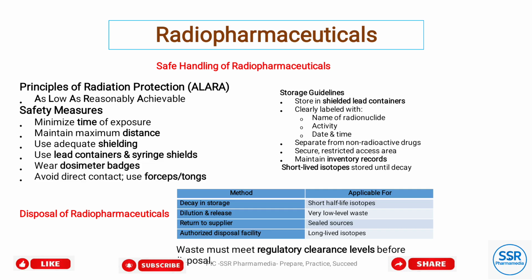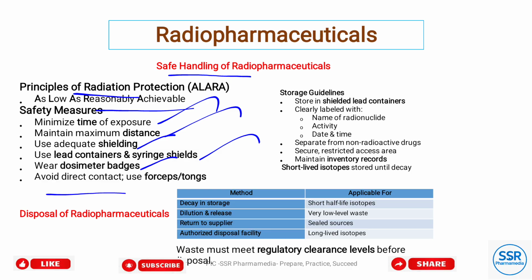So next is safe handling of radiopharmaceuticals. The principle of radiation protection is as low as reasonably achievable. Safety measures: minimum time of exposure, maintain maximum distance, use adequate shielding, use lead container and syringe shield, and wear dosimeter badges. Avoid direct contact, use forceps and tongs. And storage guidelines are very important.